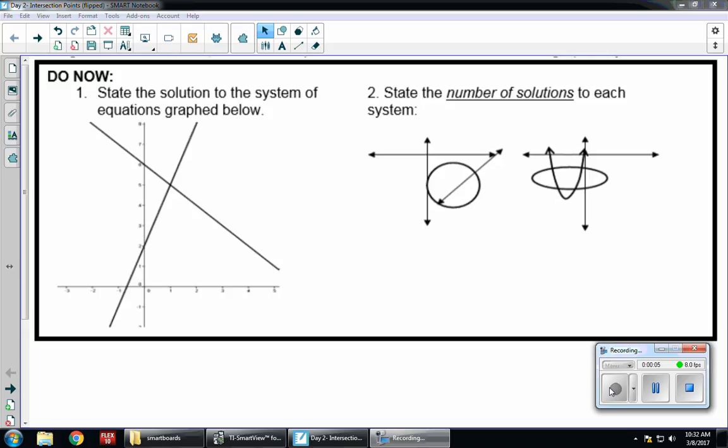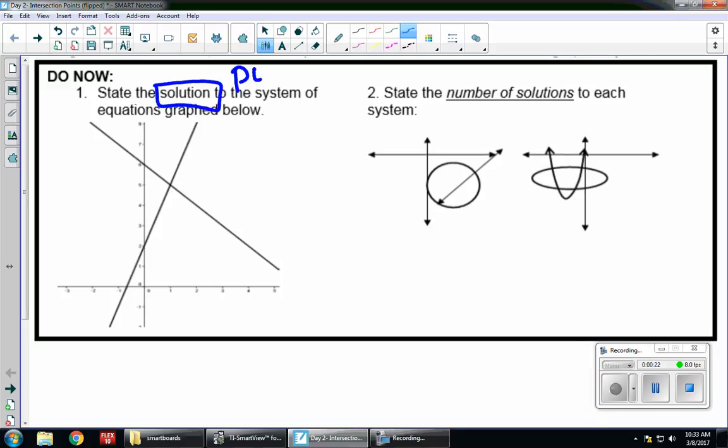Hi guys, so at this point you should have already looked at your do now, otherwise we're going to take a look at it together right now. Number 1, state the solution to the system of equations graphed below. Now remember that a solution to a system of equations is a point of intersection.